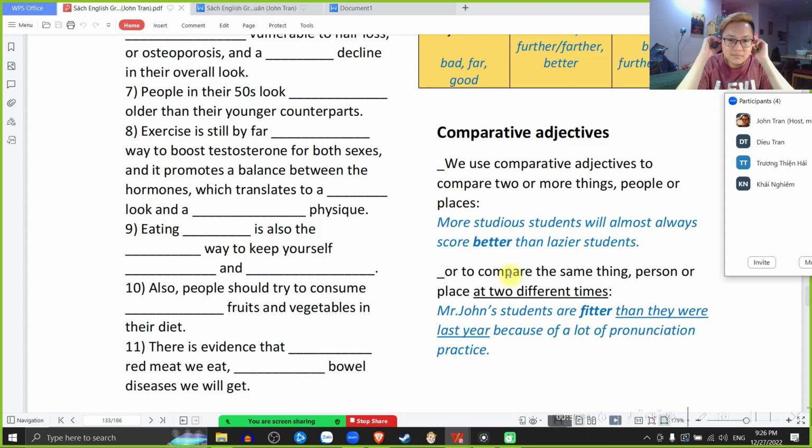Because of a lot of pronunciation practice. It's "a lot of", not "a loss of". It's a "t" sound, not "st". Because of a lot of pronunciation practice.